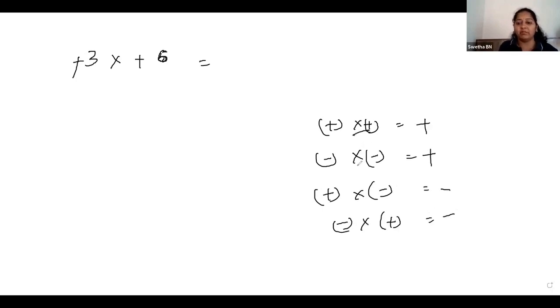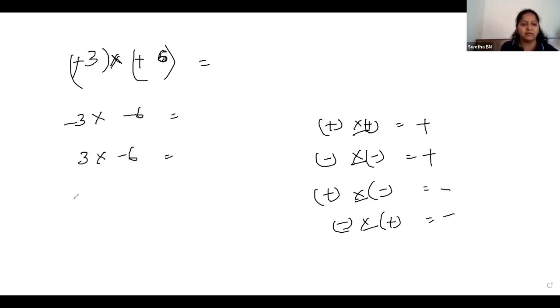Okay, children, what are we doing here? We are multiplying the signs here. See here, we are multiplying plus 3 and plus 6. Next, minus 3 into minus 6. Next, 3 into minus 6 or minus 3 into 6. I have written 4 cases, different cases. Here both are positive numbers, plus into plus. First you should multiply the signs. Plus into plus is plus. 3 6s are 18.